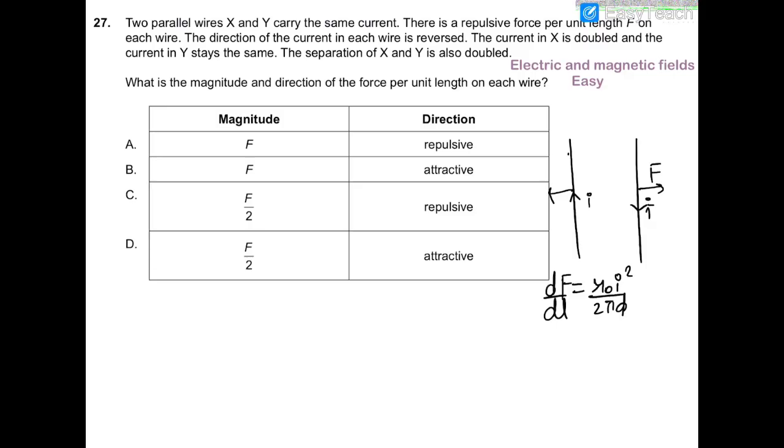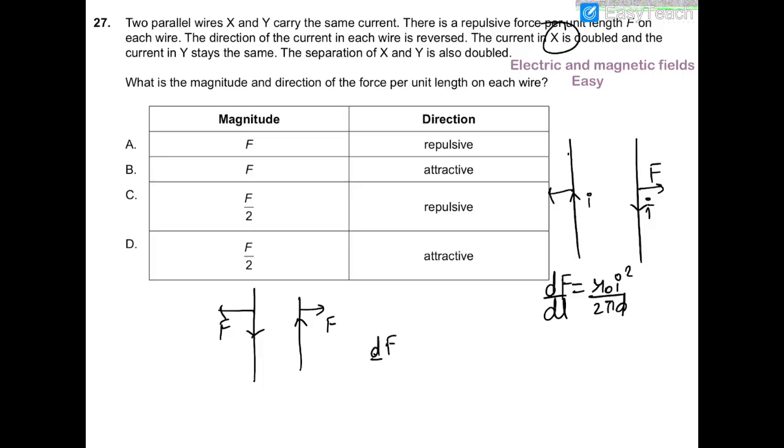Okay, and now what we have done is that the current in both the wires is reversed. Okay, current in each of the wires is reversed. So again, still this current will be flowing in the opposite directions in both the wires. Therefore, we can say the force acting between the wires will still be repulsive in nature. Okay, now the current in X is doubled. So one of the currents is doubled and one of the currents remains the same. And the separation between X and Y is also doubled.